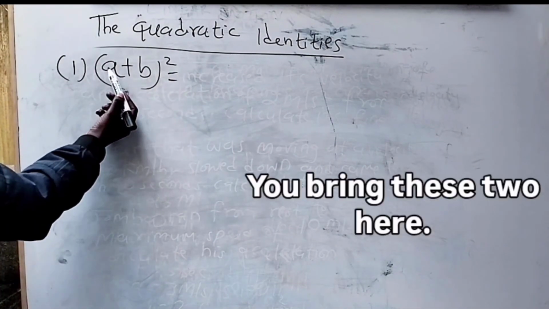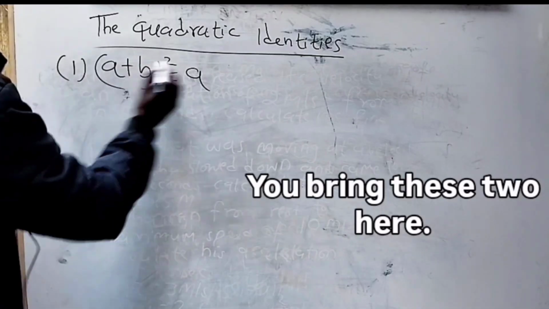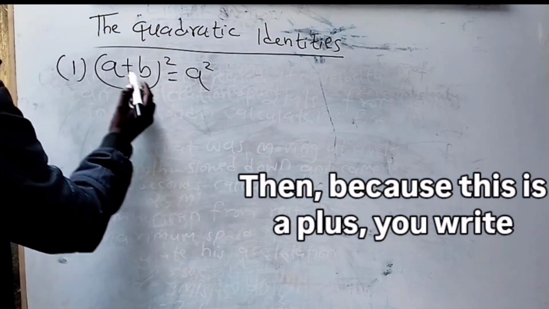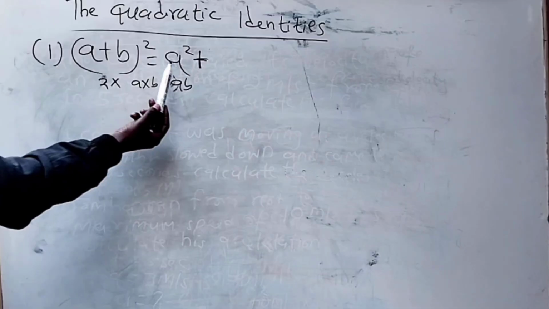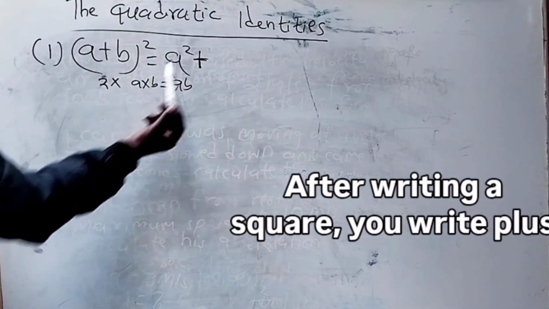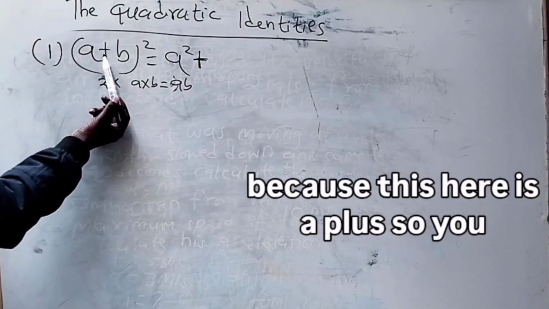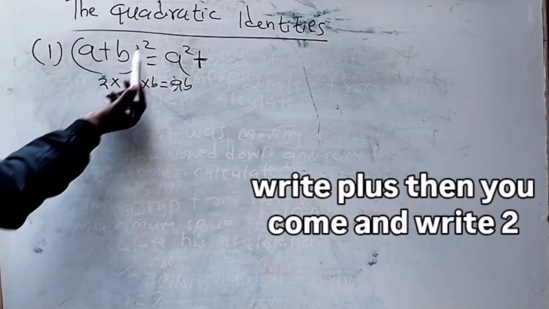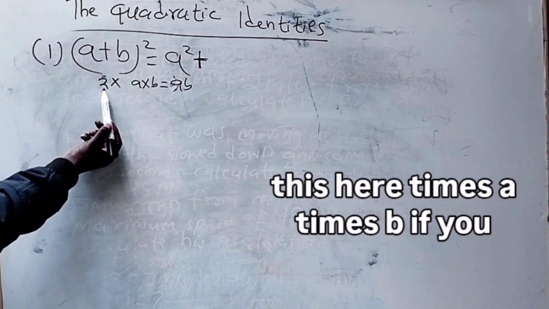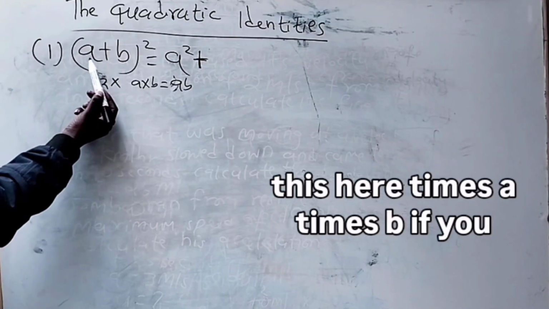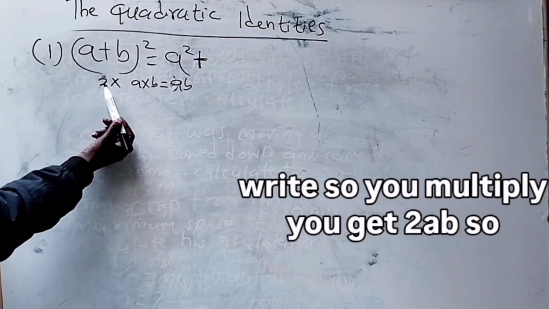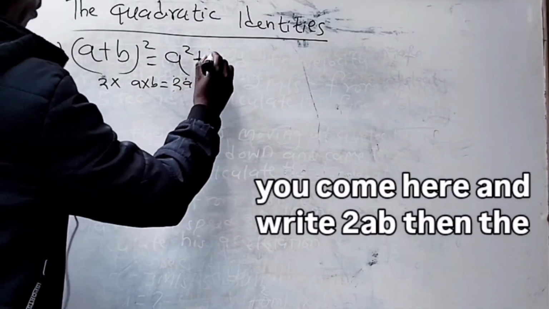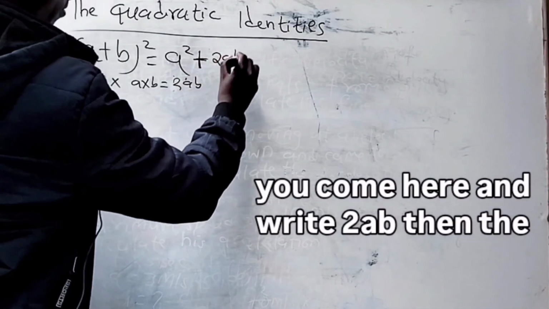You bring this to here. You write a. Then because this is a plus, you write plus. After writing a squared, you write plus, because this here is a plus. Then you come and write 2 times a times b. You multiply, you get 2ab, so you come here and write 2ab.